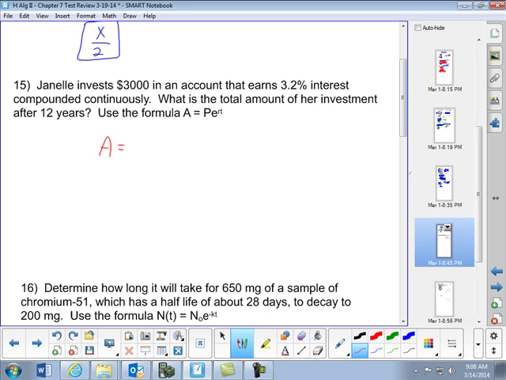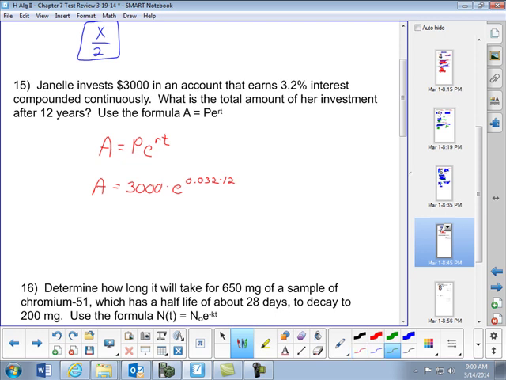Okay, A equals Pe to the rt power. So we're just going to plug away. What is her final amount? If she invests, remember P is the amount invested or borrowed. It's the principal. So it's 3,000 times e, which is a constant, raised to the rt power. Well, remember that the r has to be a decimal. 3.2% is 0.032. And then times t, which is 12 years.